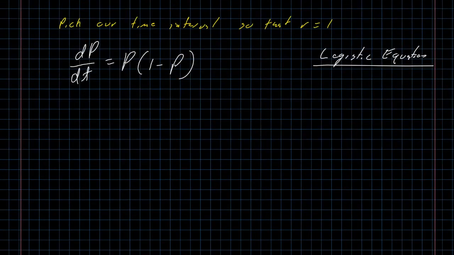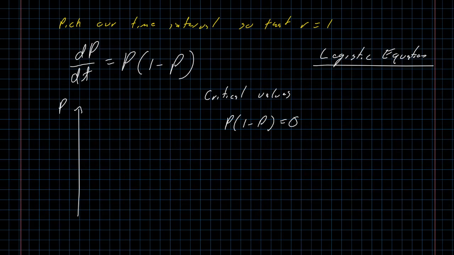What I'm worried about is noticing that this is an autonomous differential equation. It involves p, it does not involve t. And because it is an autonomous differential equation, I can set up a phase line, I can find the critical values. I can plot those critical values. And I can figure out what's going on between the critical values.